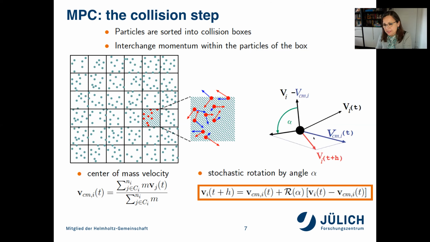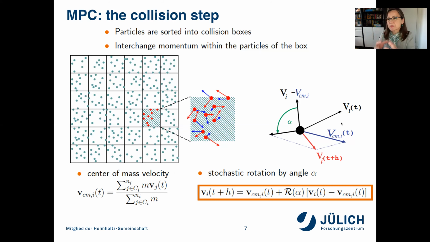So we have here the velocity before the collision. This is the velocity of the center of mass before the collision in that box that we have arrived to. And then the relative velocity to the center of mass is rotated by a random angle alpha. And then the velocity of the center of mass is added back to it. And so you have here the initial velocity, and this is the final velocity. It is not a simple rotation, but it includes this effect of taking into account the velocity of the center of mass.